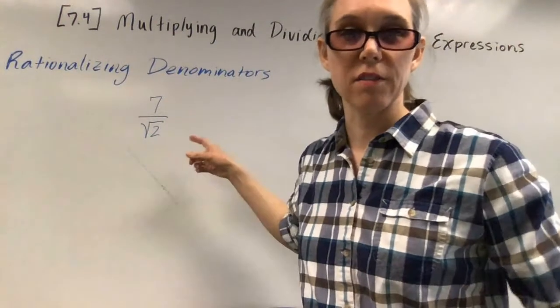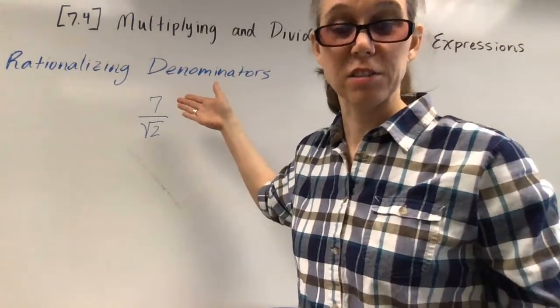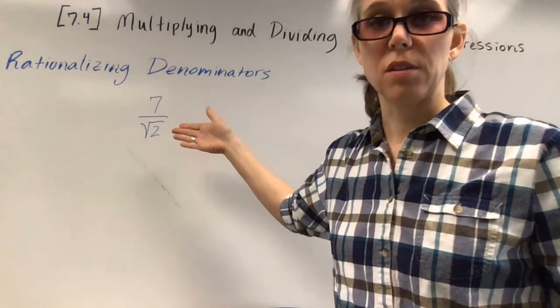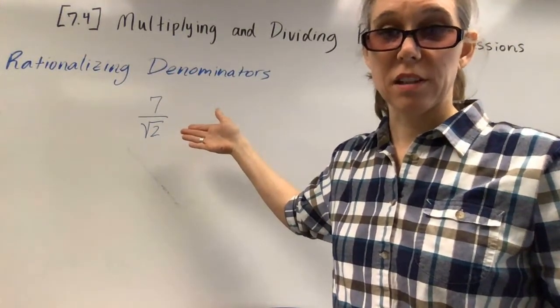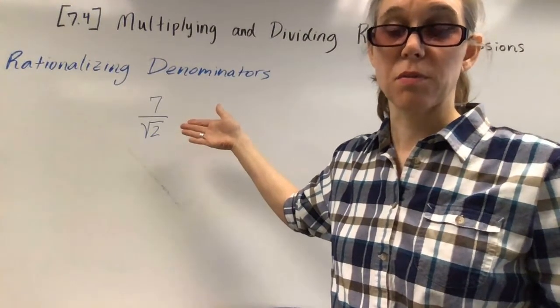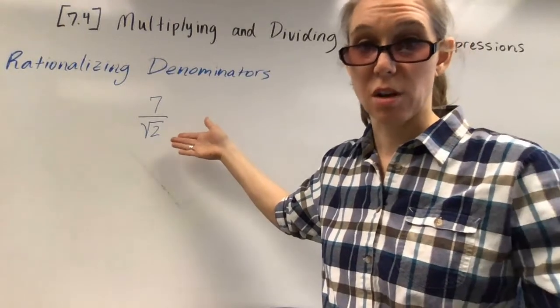The numerator of this expression is a rational number, 7. It's actually also a whole number, right? The denominator, the square root of 2, is an irrational number. If you look back at page 607, it explains that in order for an expression to be fully simplified, you cannot have an irrational denominator.